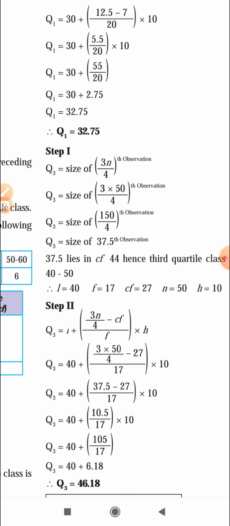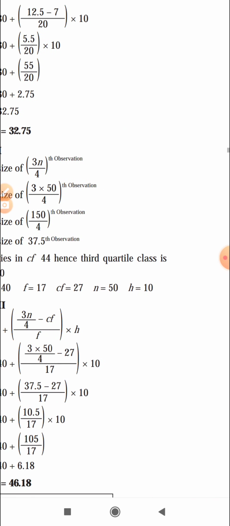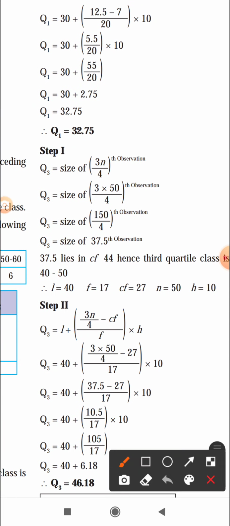So L: we have the quartile class, that is 40 to 50. So L is 40, F is 17, CF is 27. Why is the CF 27? Because CF means here the cumulative frequency of the class preceding the quartile class. N is 50 and H is 10.